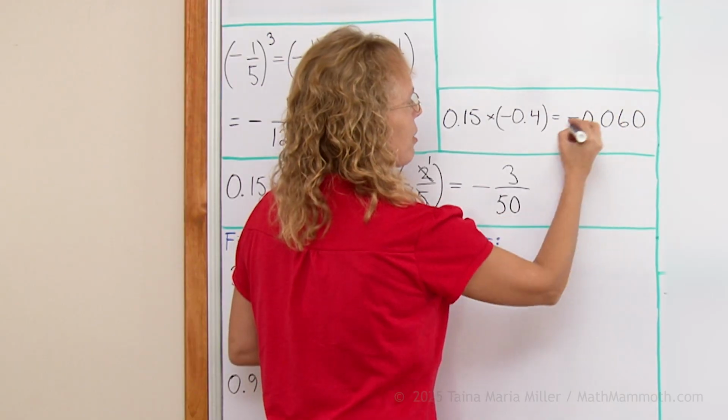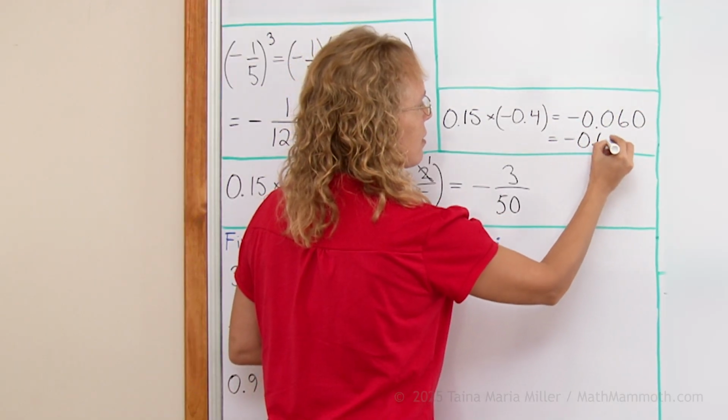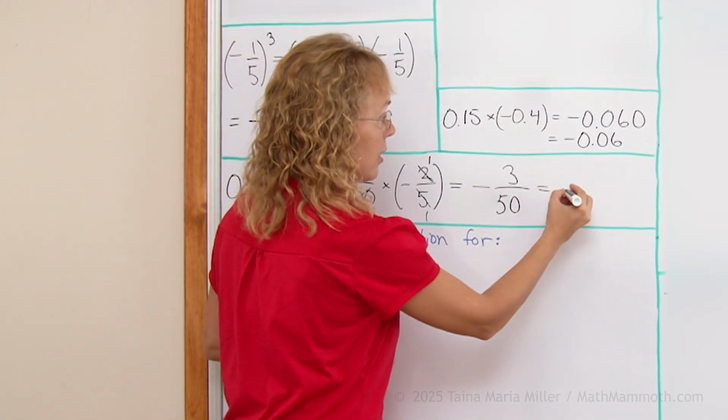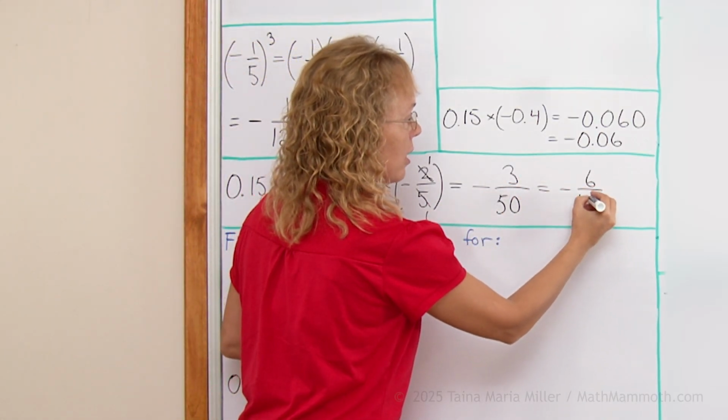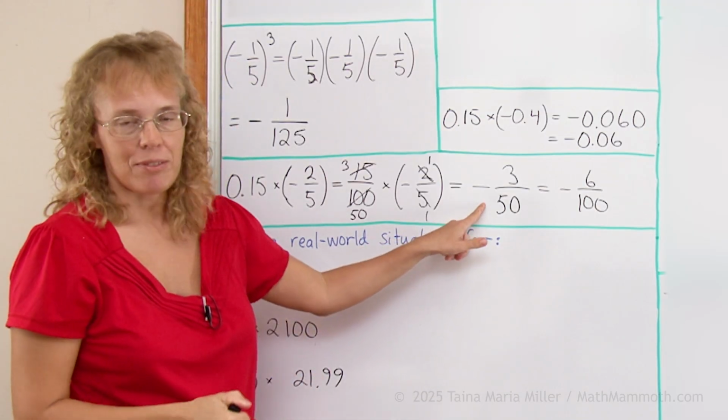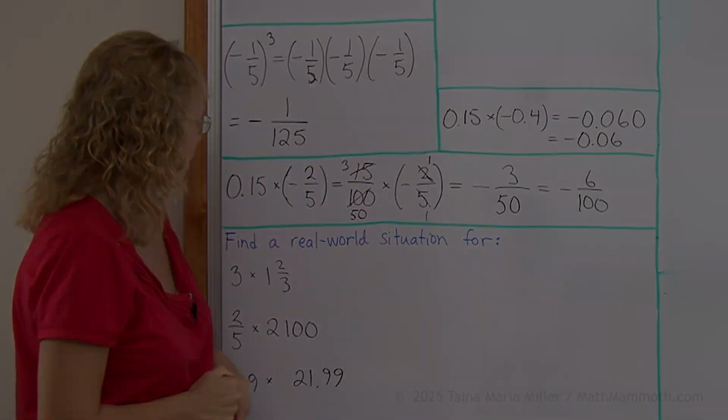Here I can drop the final 0. So this is negative 6 hundredths. And this is equivalent to negative 6 hundredths, right? So yes, they are equal. This just has been simplified as a fraction to 3 over 50.